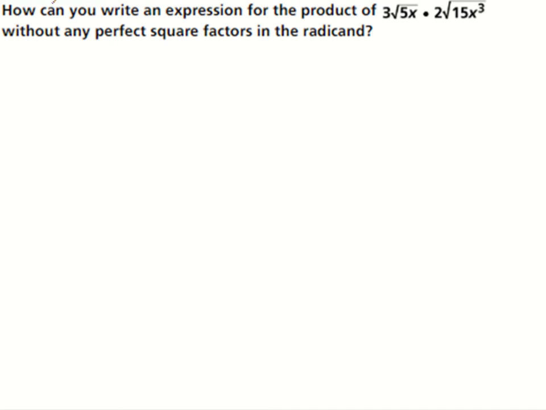Okay. So how can you write an expression for the product of these two things without any perfect squares in the radicand? So now for this one, what I'm going to do is separate what's on the outside and what's on the inside. I know that I have a 3 and a 2 being multiplied on the outside. This is all just multiplication. We can multiply in any order we want. So that's really just 3 times 2 times the square root of 5x times the square root of 15x to the 3rd power. Okay, so that's what I'm doing here. I am just rewriting this and multiplying in a different way.